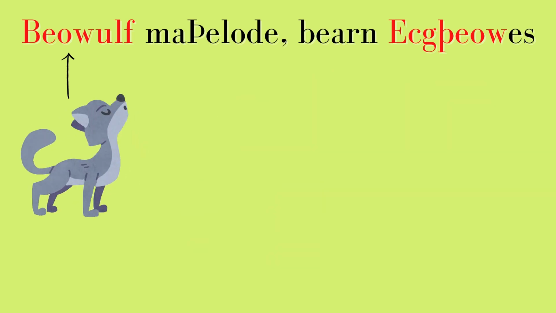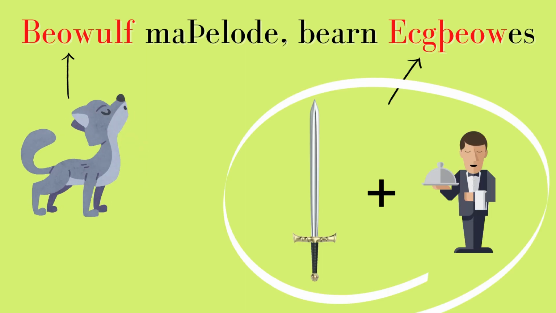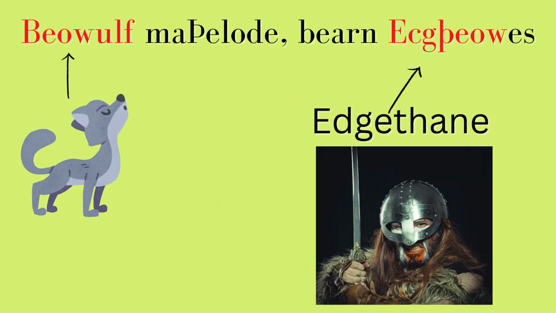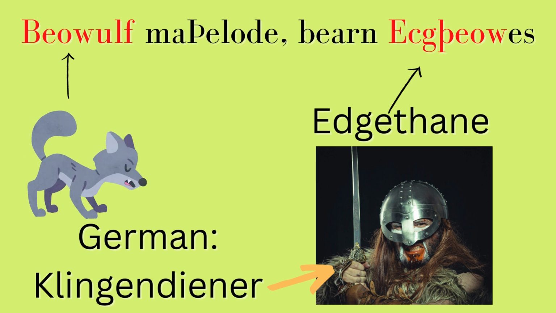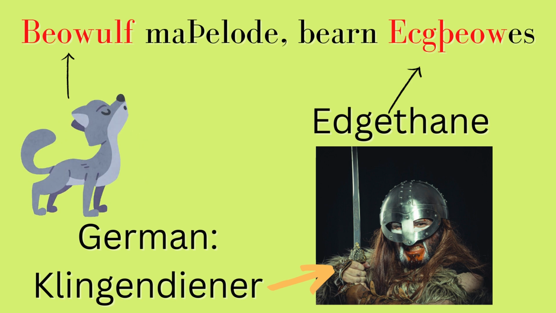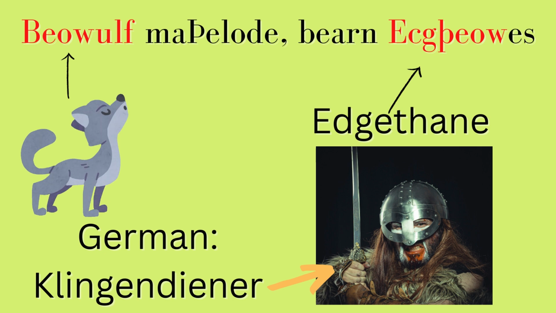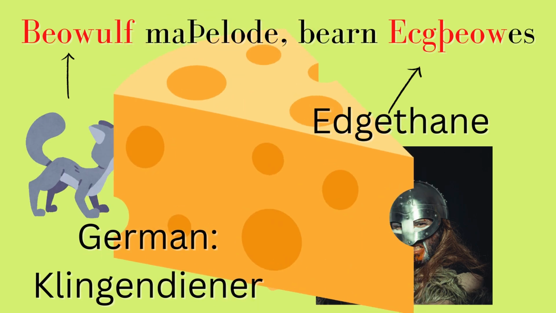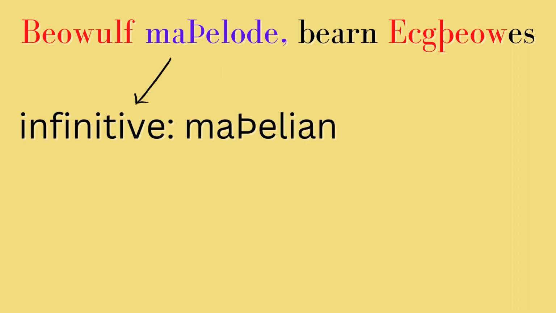I'll modernize Echtheo, which literally means sword servant, into Edgethane. I'll translate him into German as Klingendiener. Basically, we're talking about someone serving under arms with a sword, literally. A soldier or a warrior serving probably some kind of ancient warlord or other big cheese. Mathelode is the past tense for mathelian, which simply means to speak.